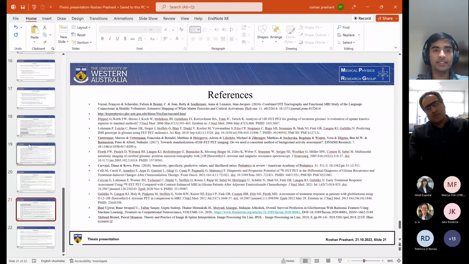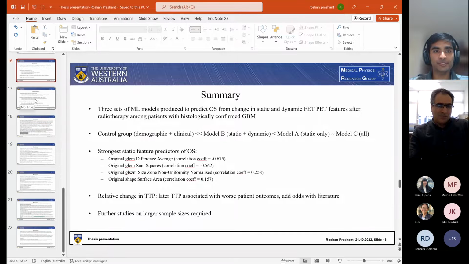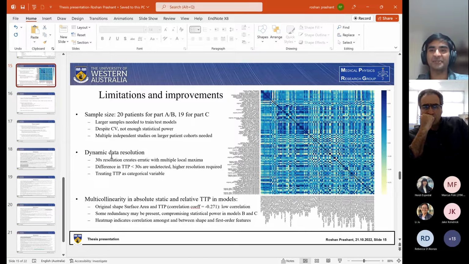I think with the dynamic data, it could have potentially been improved by increasing the resolution of it, by perhaps taking the dynamic data every maybe 10 seconds. A higher resolution would allow for changes in TTP that were less than 30 seconds to also be detected.